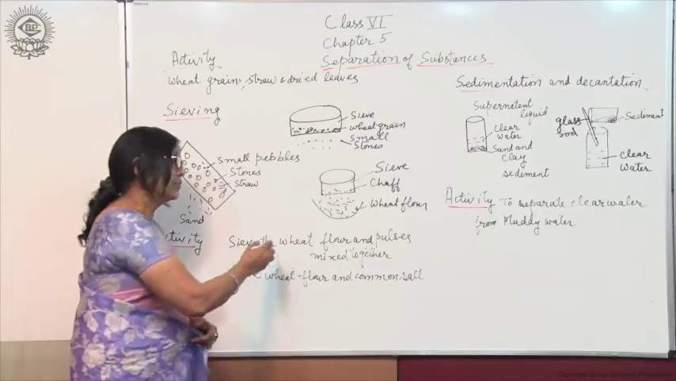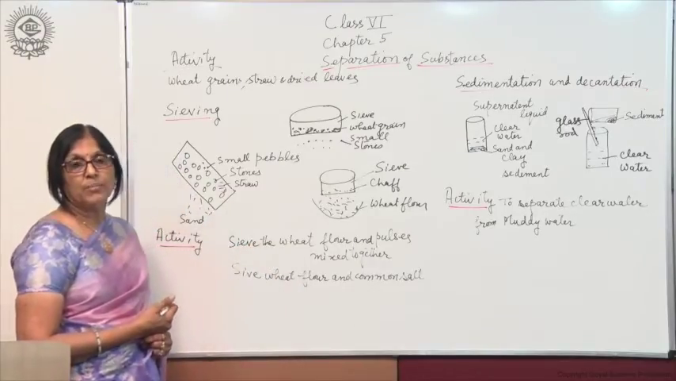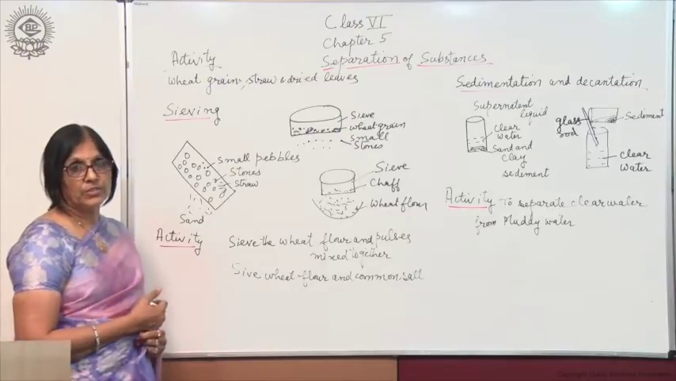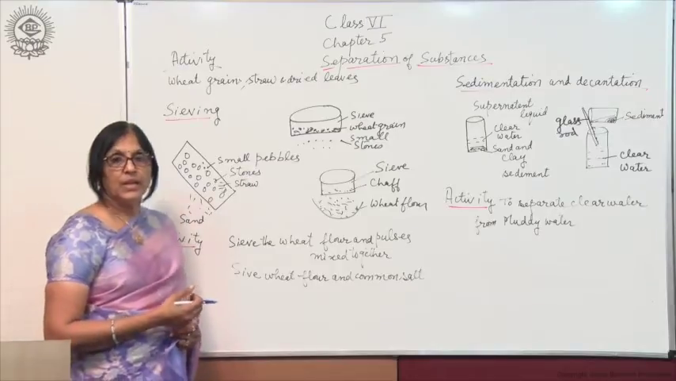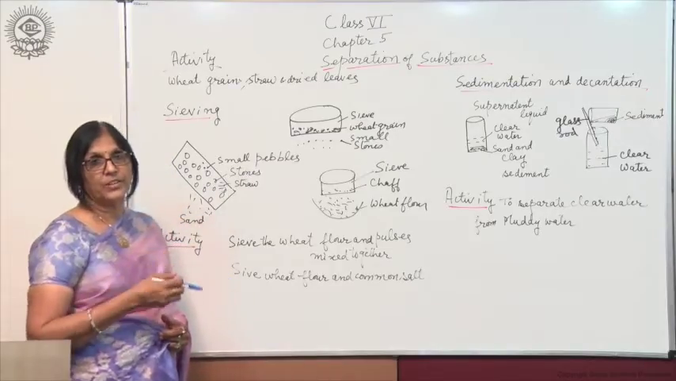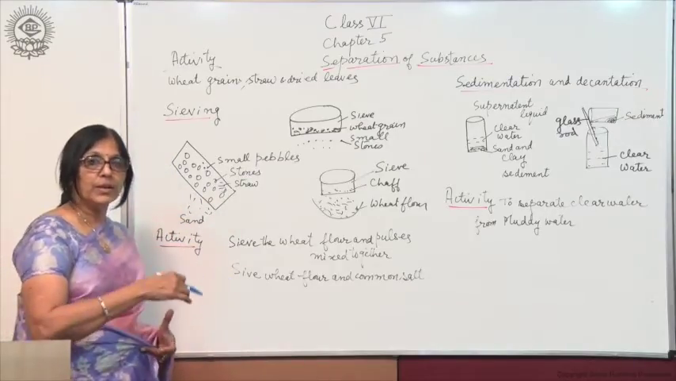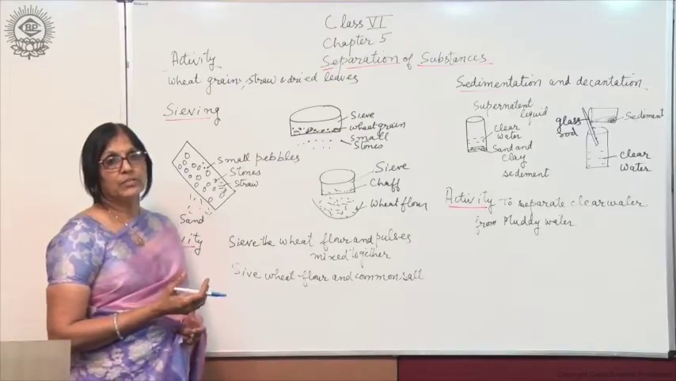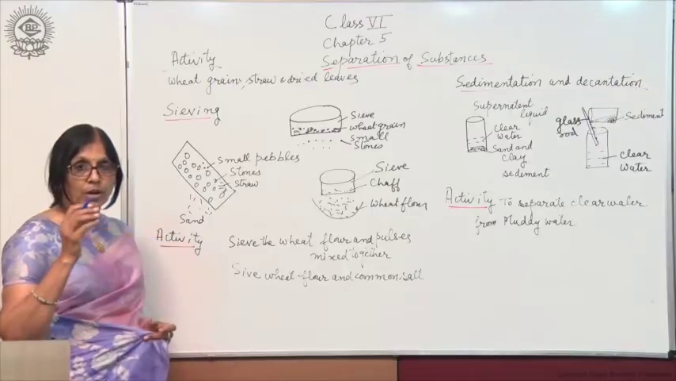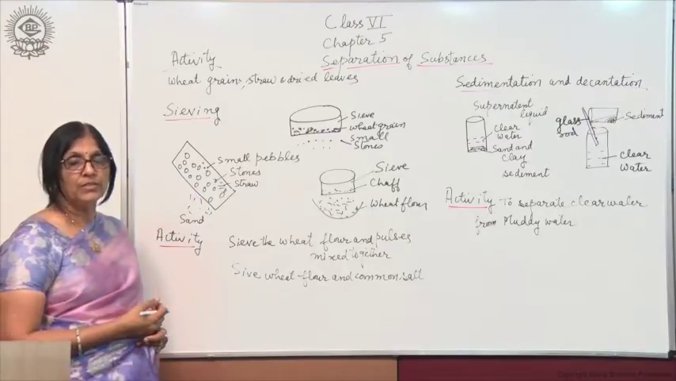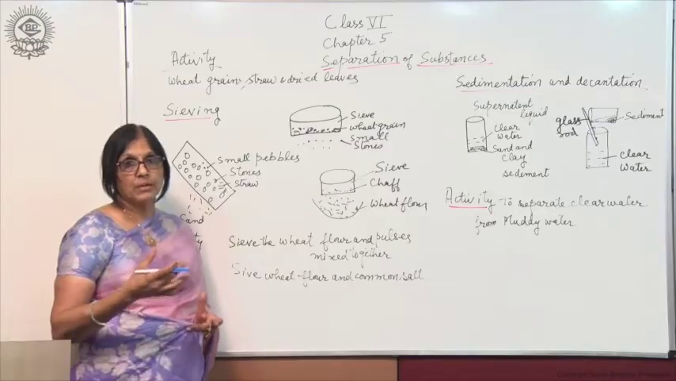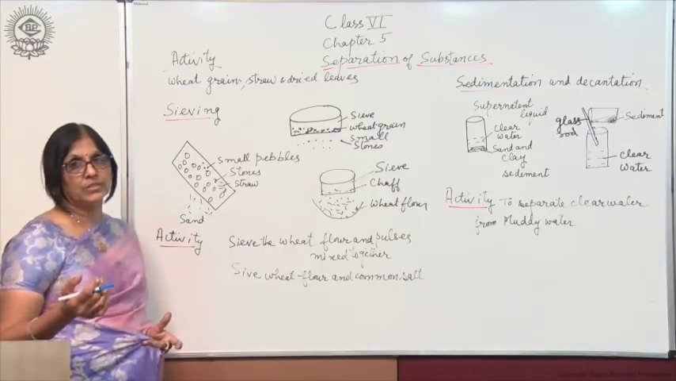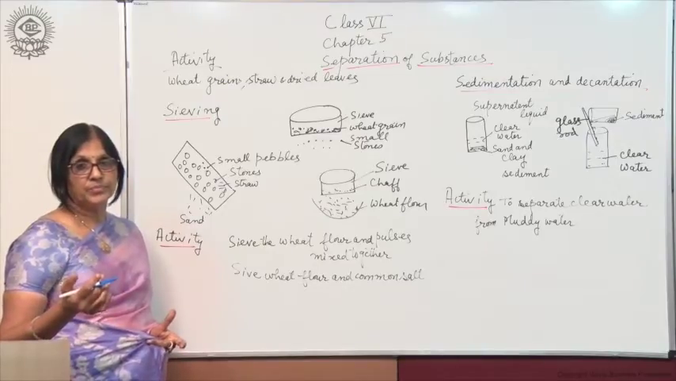You can take some wheat flour, request your mother to perform this activity, take the sieve from her and in her supervision, you can perform this activity and mix it with some pulses and try to use the sieve to separate the wheat flour from the pulses. Now, what will happen? You can very well think the wheat flour has smaller particles, so wheat flour will pass through the sieve and the pulses have bigger particles, so it will remain on the sieve. So, you can separate wheat flour from the pulses with the help of the sieve.